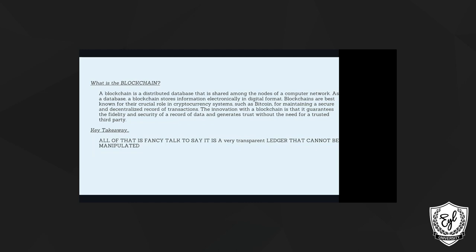The key takeaway from all that fancy talk is to simply say it's a very transparent ledger that cannot be manipulated. Why is that important? Imagine a space like the stock market, where people are spending money, or a CFO of a company might buy back shares, and sometimes it might be a whole quarter before you know this. It might be a full year before certain things come to light.